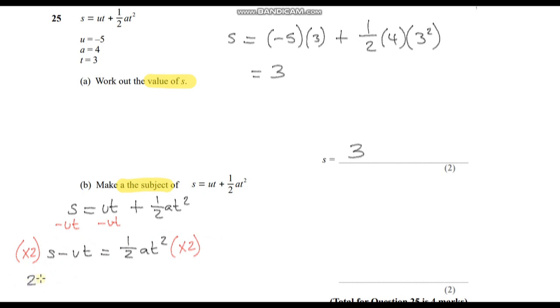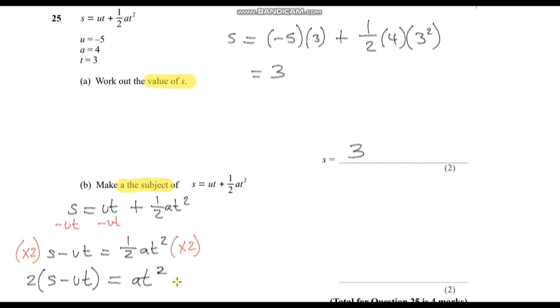So I could write it out like this. 2 and then in brackets S minus UT. You could expand the bracket, so you could write 2S minus 2UT, but we don't need to. I'm just going to write the 2 outside of the brackets. And then equals, well, a half times 2 is 1, so that just gets rid of that half. So all we're left with is AT squared. So we're getting closer now. Now the last step is we want to get rid of this T squared because we want A on its own. So at the moment we're multiplying by T squared.